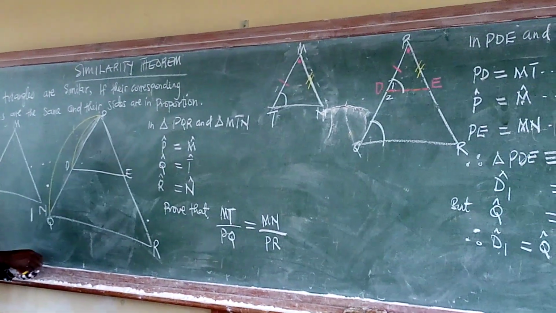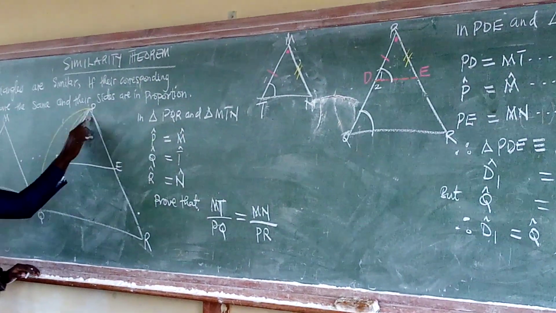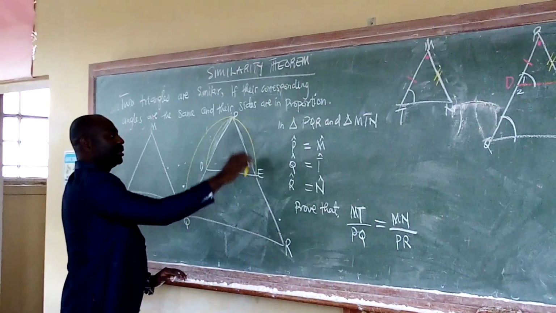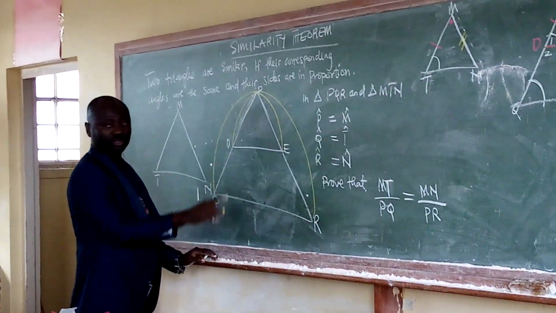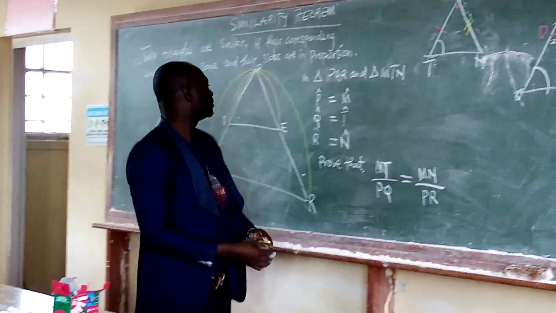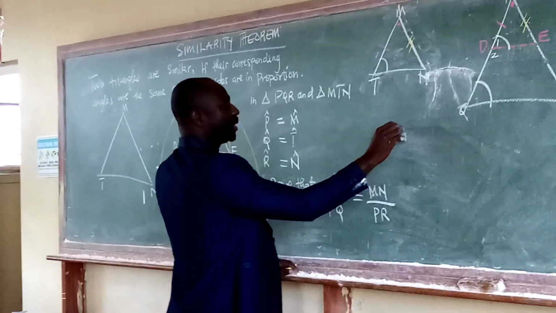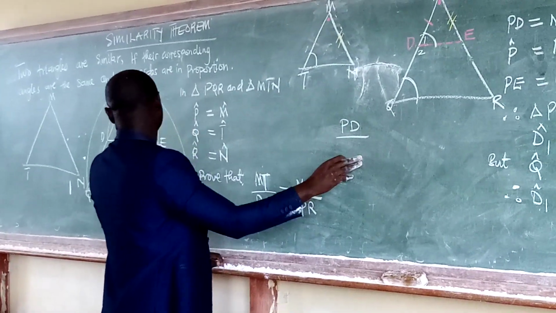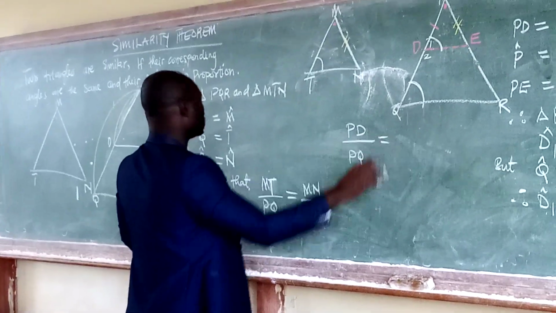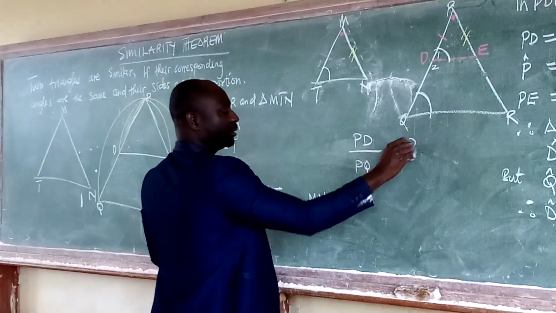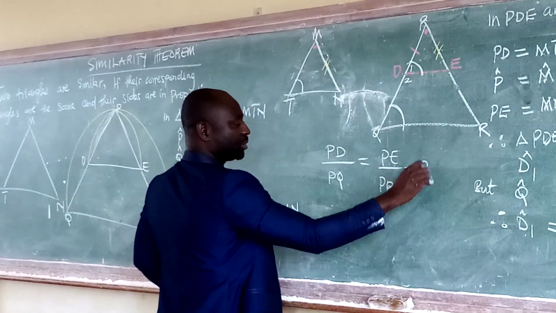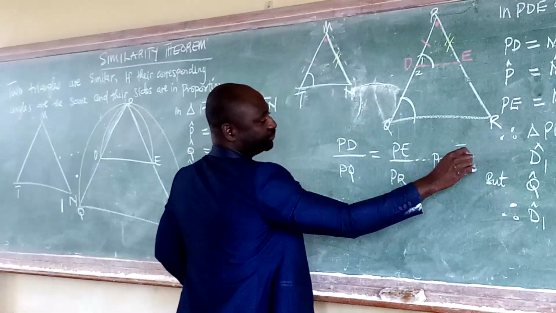And then when I come on the right side, this line PE is the same as the line MN. So I will say PE over PR according to what the examiner wrote. Then I will write it down. So I write the proportion on the left to be equal to the one on the right. So what will I get? I will say PD over PQ is equal to PE over what? PR. And the reason is proportion theorem.